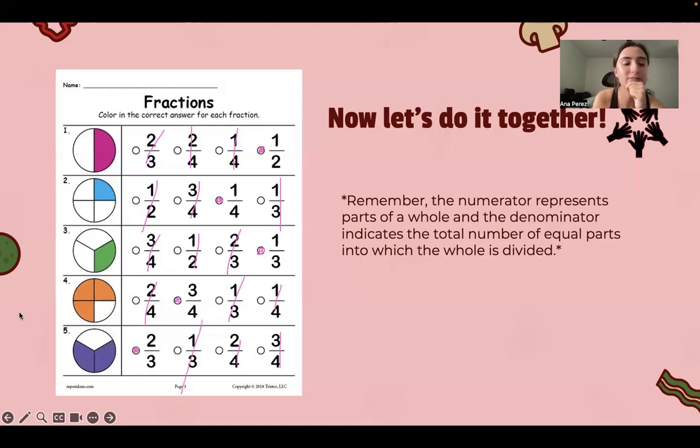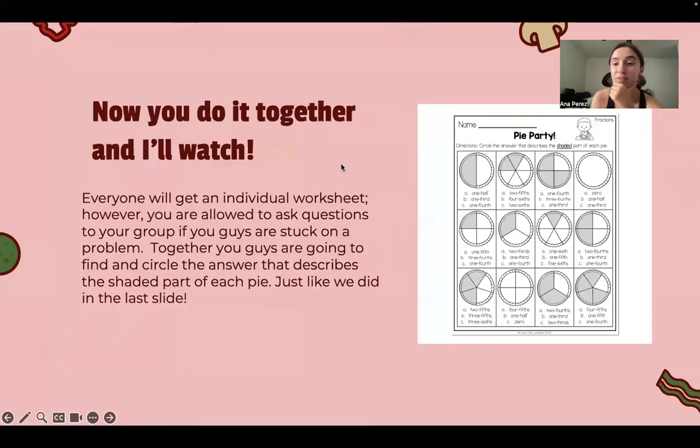Fantastic job, you guys. All right. Now that we were able to do this together with great teamwork, we're going to go ahead and do my favorite part of this lesson. All right. Now you guys are going to do it together as a group, and Miss Anna is only going to watch.